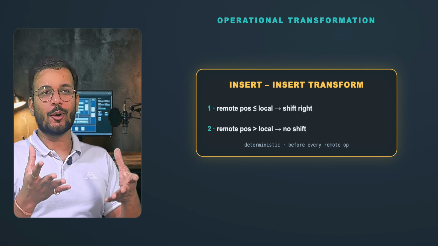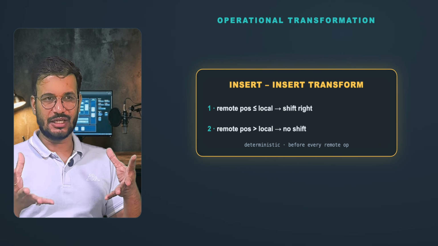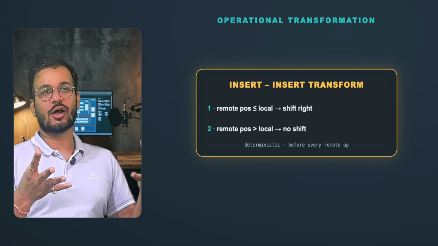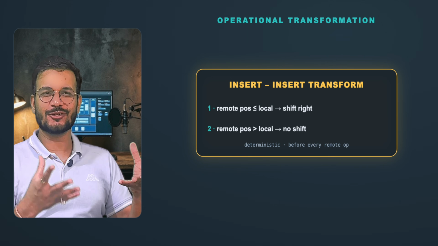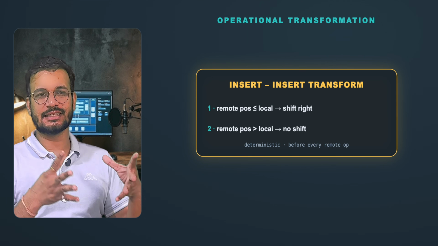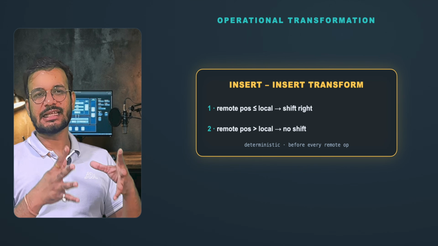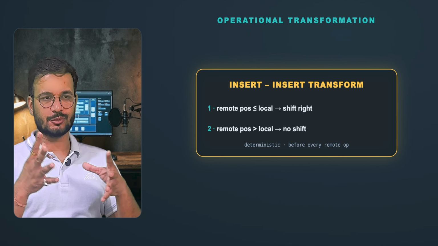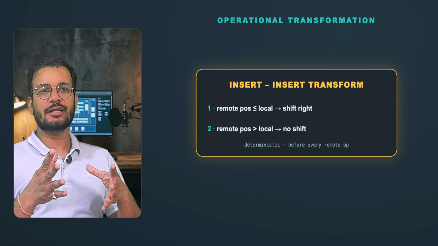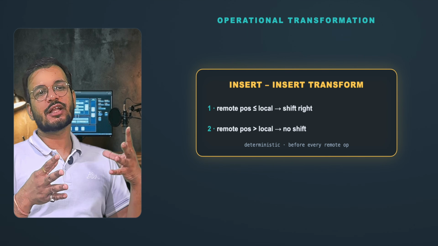So this is called operational transformation. The core idea: before applying a remote operation, transform it to account for all other operations that happened concurrently. The transform function has 2 rules for insert conflicts. Rule 1: if the remote operation's position is less than or equal to the local operation's position, shift the local position right by the length of the remote insert. Rule 2: if the remote operation's position is greater than the local operation's position, then no shift is needed.